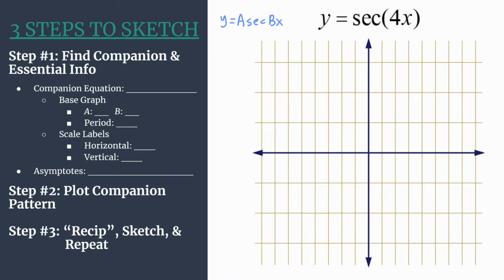So the companion equation is simply going to be an equation that we graph to then help us get the real graph that we want. And it's simply the reciprocal graph. So just replace secant with its reciprocal, cosine. So our companion equation will be y equals cosine 4x.